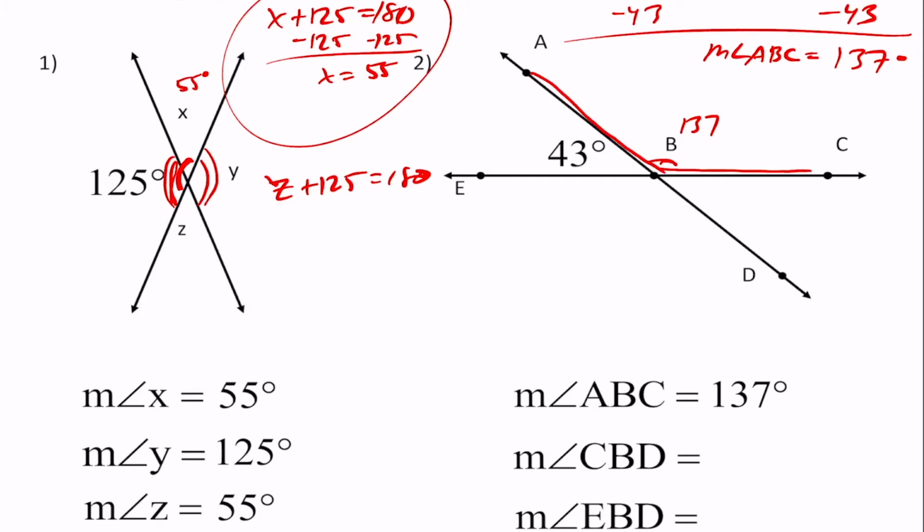And I'll write that in here so I can kind of visualize it. So now angle CBD, that is opposite of 43 degrees. So those are opposite. That means this is also 43 degrees because vertical angles are congruent. And then same thing for angle EBD. So ABC is 137. That means EBD has to also be 137 degrees because they are vertical angles.